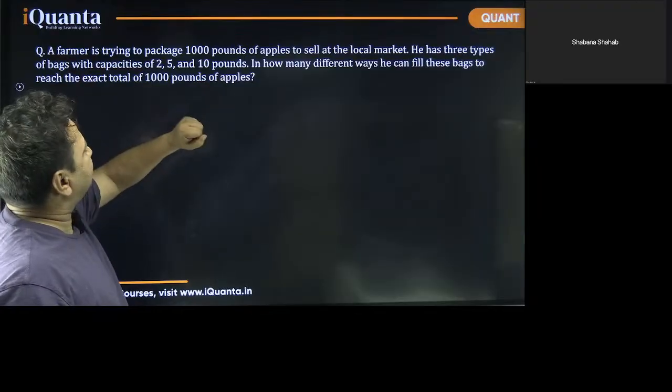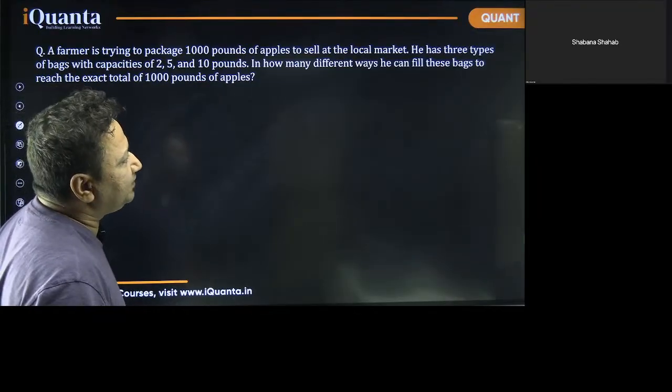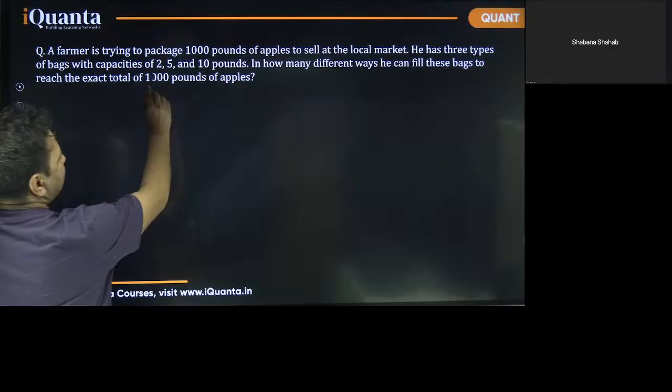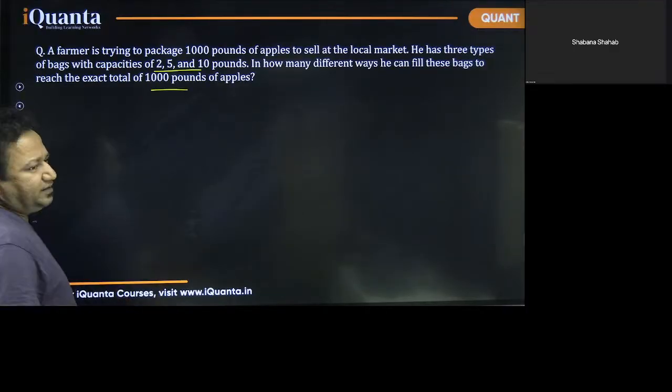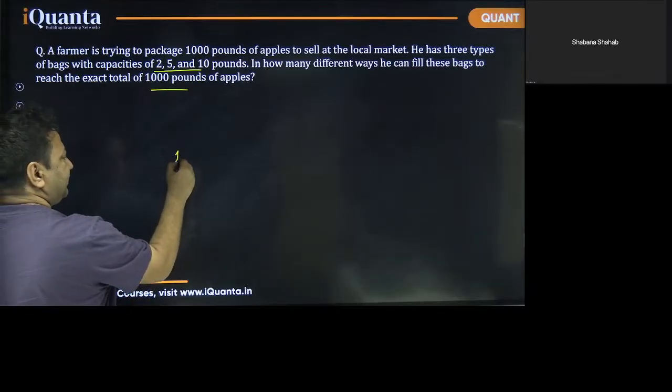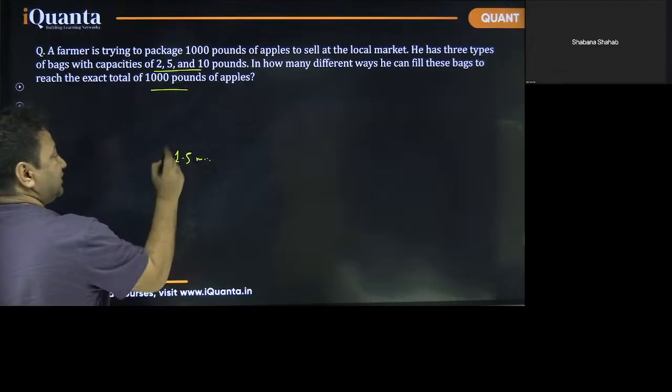A farmer is trying to package 1,000 pounds of apples to sell to the local market. There are 3 types of bags with different capacities. How many units can you fill the bags? Yeah, nice. This is a question of arrangement, distribution. This should be done within 1.5 minutes and in the first round itself.